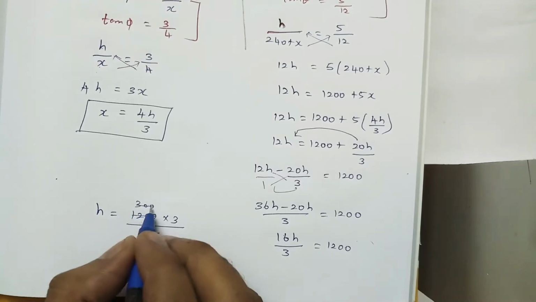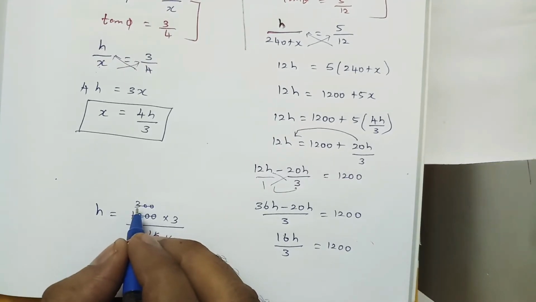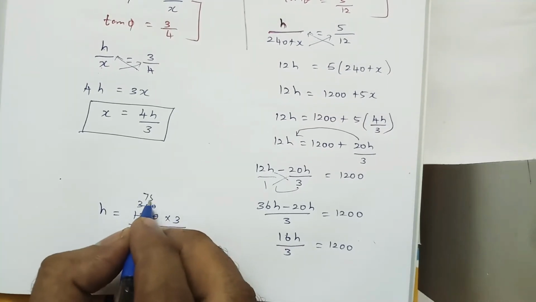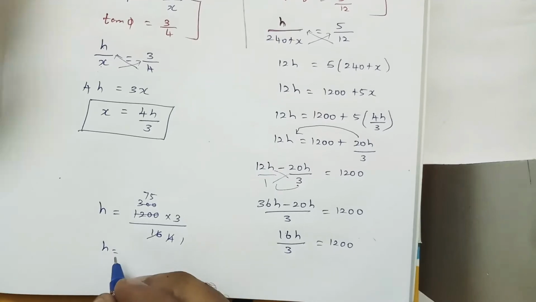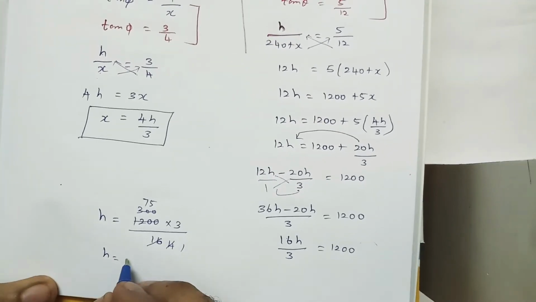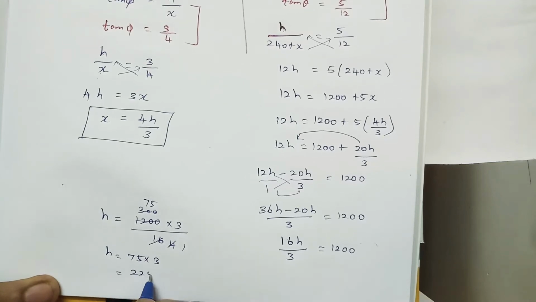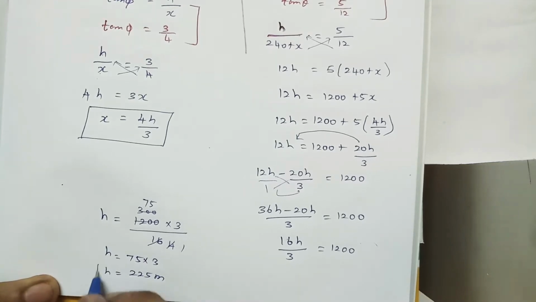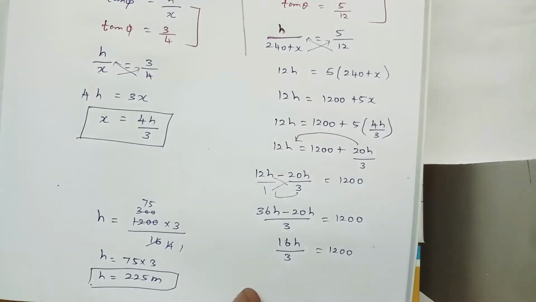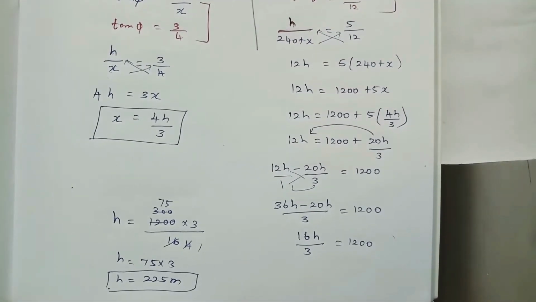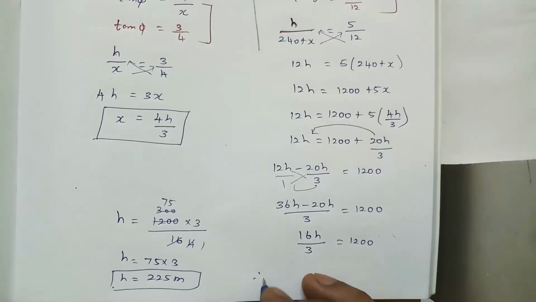4 sevens are 28, 4 fives are 20, 24, yes, 4 sevens are 28, 2 balance, 75. So h is equal to 75 into 3, which is equal to 225 meter. Therefore the height of the tower is equal to 225 meter. Therefore you can write it.